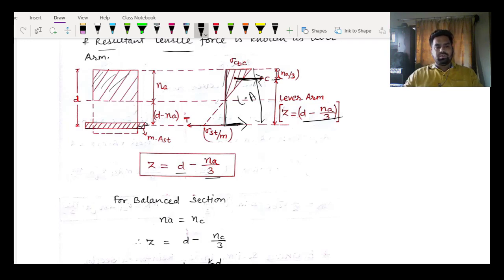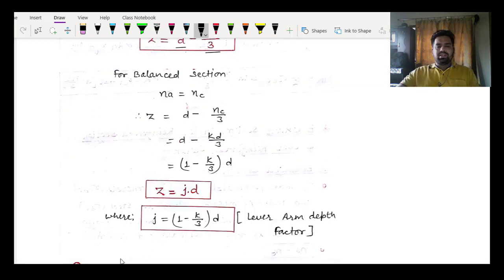So the lever arm depth comes out to be d minus x_a by 3. After this, for a balanced section, whose actual depth is equal to the critical depth, x_a is equal to x_c because both are the same in this case, so z becomes d minus x_c by 3. You can write x_a here because both are the same, so d minus kd by 3, because x_c can be written as kd. Taking d common, we get (1 minus k by 3) into d. This whole term is constant; the k value is constant if the grades of concrete and steel are fixed, so z equals jd, where j is 1 minus k by 3, also known as the lever arm depth factor.